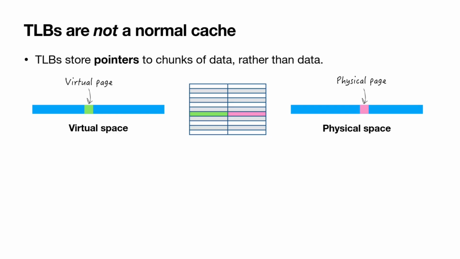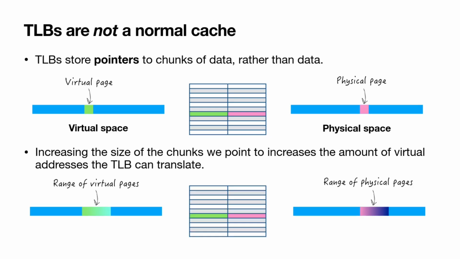So here we have a TLB, the green field is a virtual address and the pink one is the corresponding physical address. The virtual address is a pointer to a virtual page and the physical address is a pointer to a physical page. So what's cool about this is that increasing the size of the chunks that we point to increases the amount of virtual addresses the TLB can translate. So the idea here is that we map a range of virtual pages into a range of physical pages.